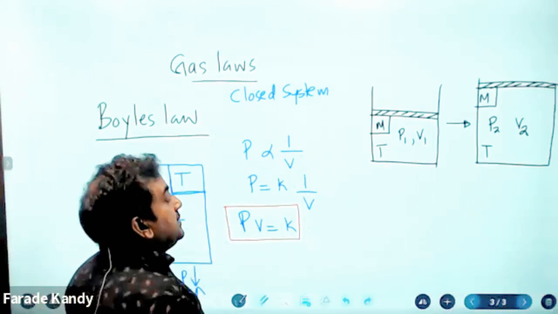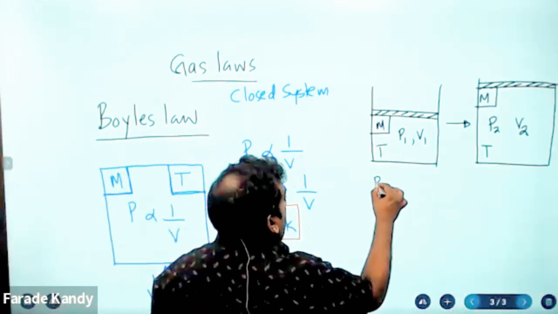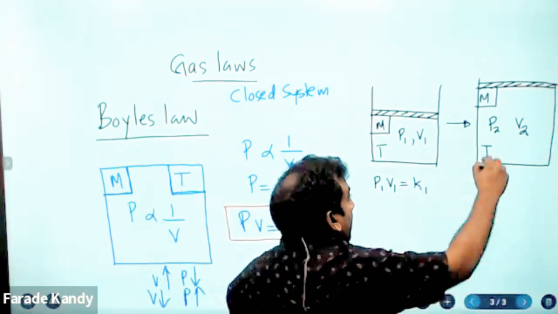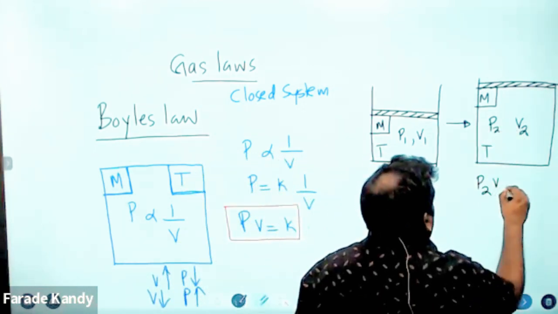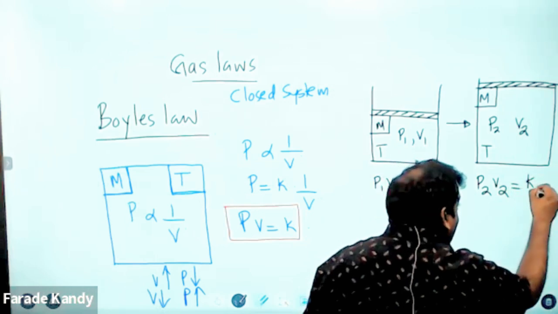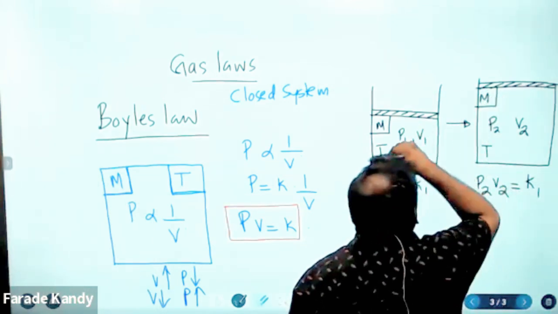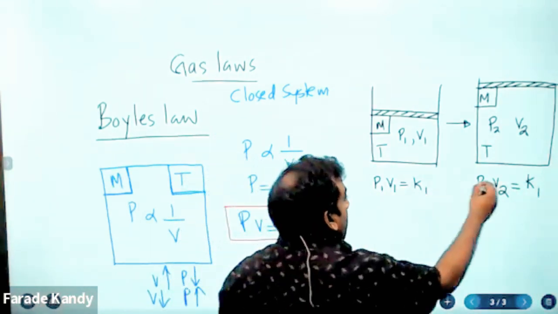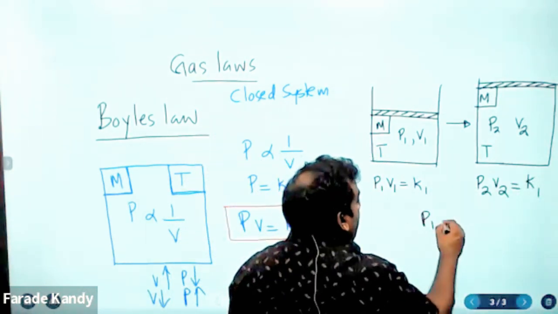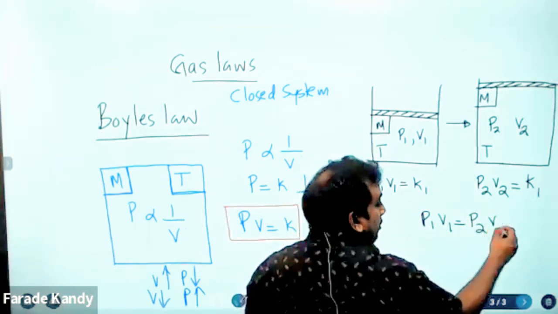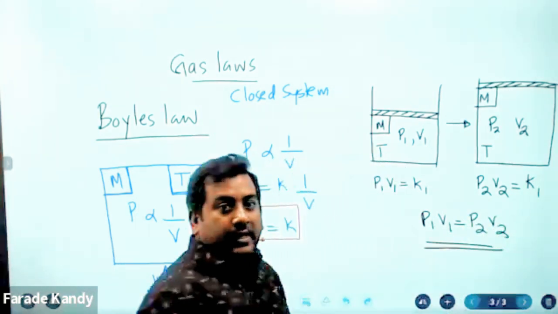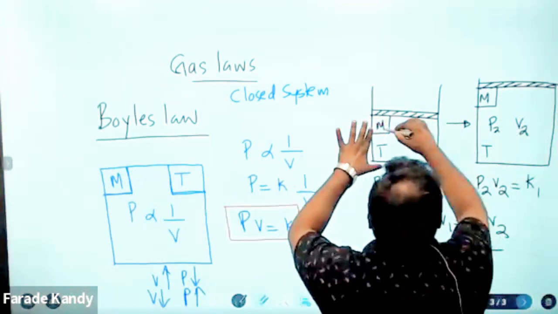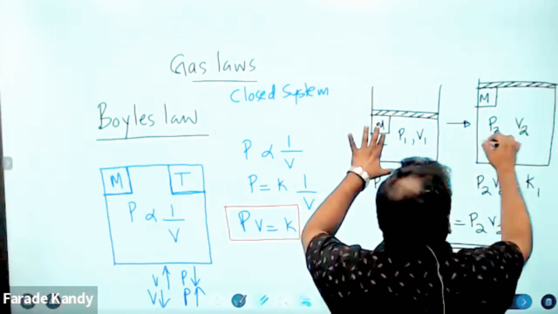Now be very careful when you write this. Same mass, same temperature, P1 V1 equals, let's say, K1. I can write here now, P2 V2 equals what? K1 itself. Why? Same mass, same temperature. Now you can see both the K1s are equal. Therefore, we can say P1 V1 equals P2 V2. There you go, that is how you apply Boyle's law for two systems where you have the same mass of gas, same temperature.